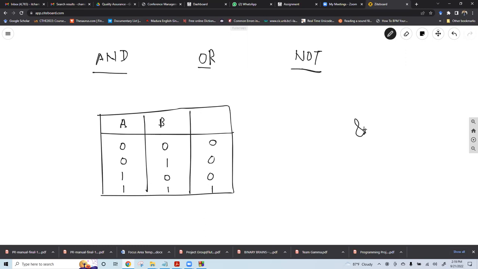Right. A and B. So this is how we write it in programs, in C programs.